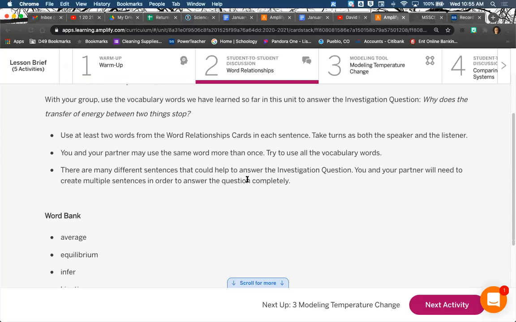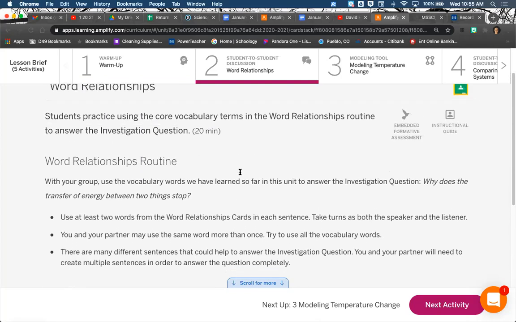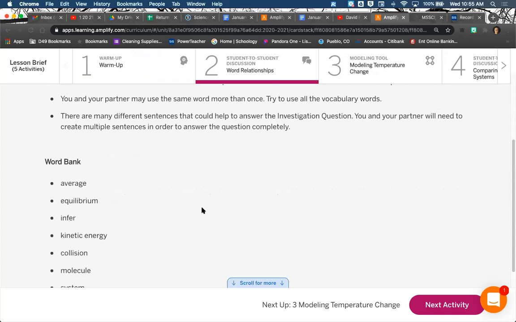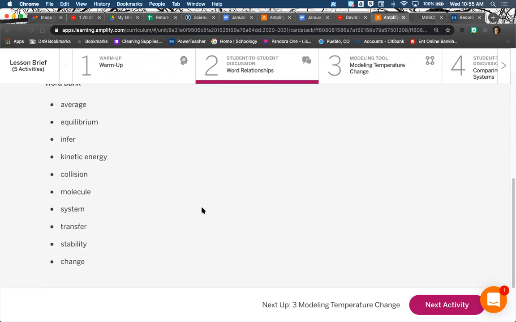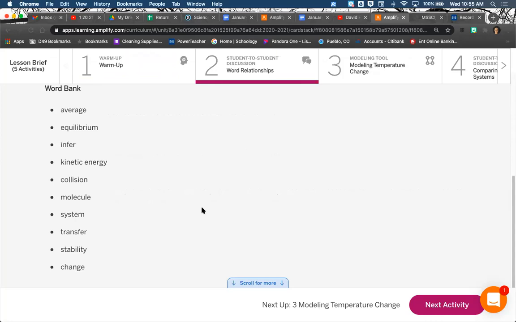There are many different sentences that could help to answer the investigated question. But what is that question, the investigated question? Here it is. Why does the transfer of energy between two things stop? So that's the thing we want to answer. You know, when we watch all the examples in the sim, when two objects come together, eventually that transfer of energy stops. Why is it stopping?